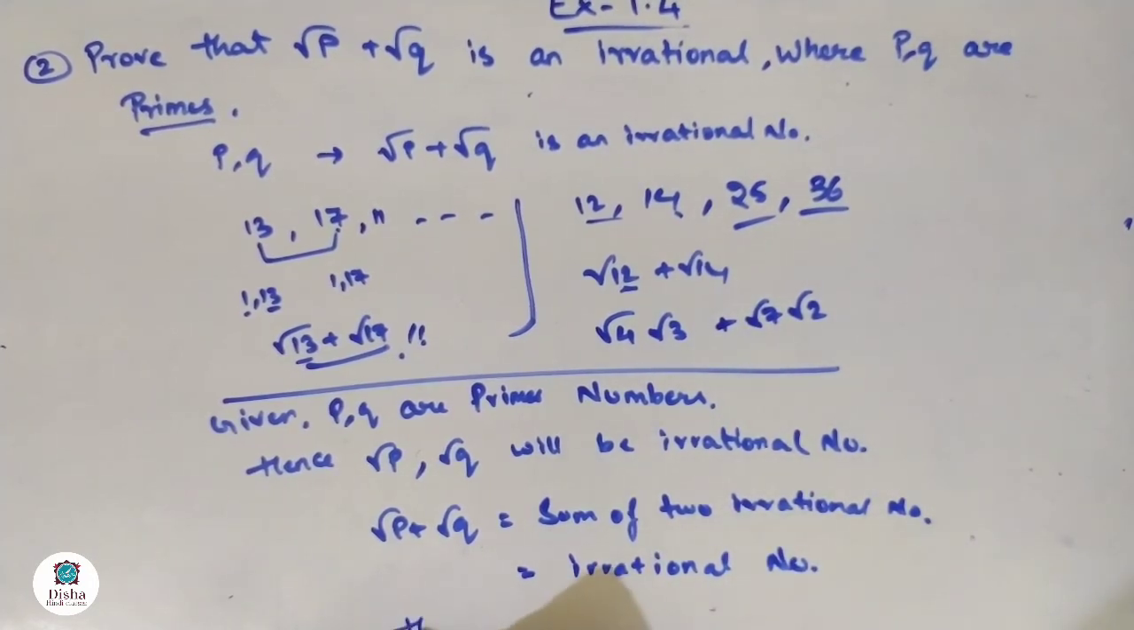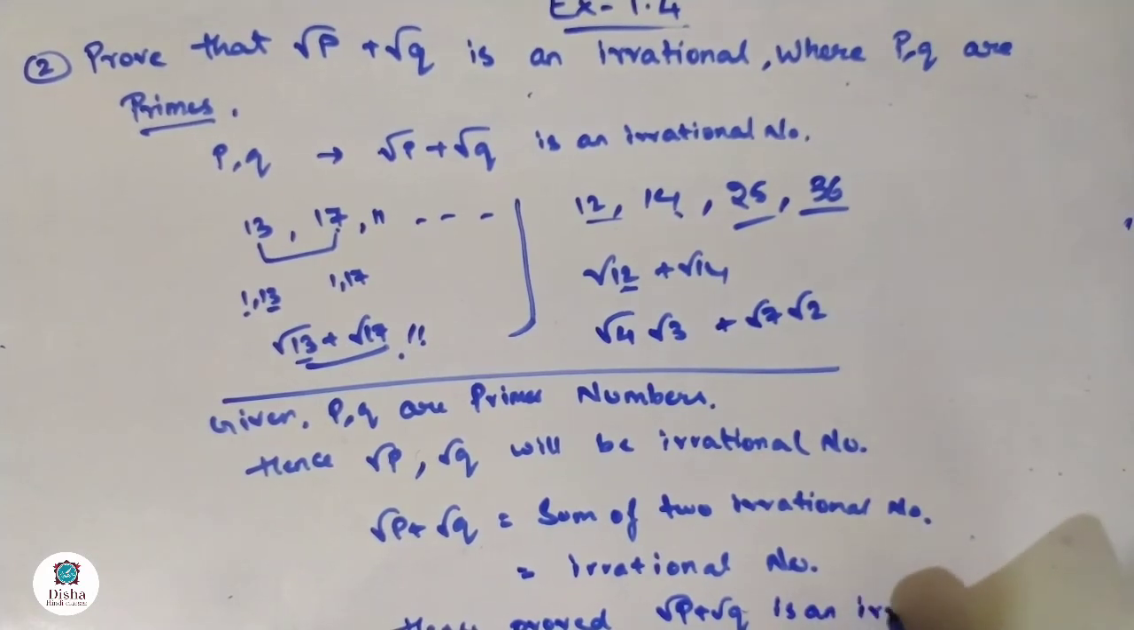So hence proved that root p plus root q is an irrational number.